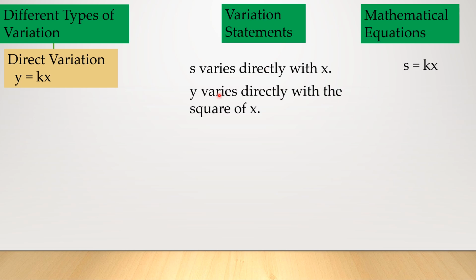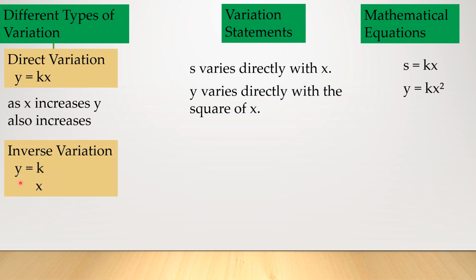Another one: y varies directly with the square of x. So y is equal to k times x squared, because of the square of x. Here, in direct variation, as x increases, y also increases, or if x decreases, y also decreases.